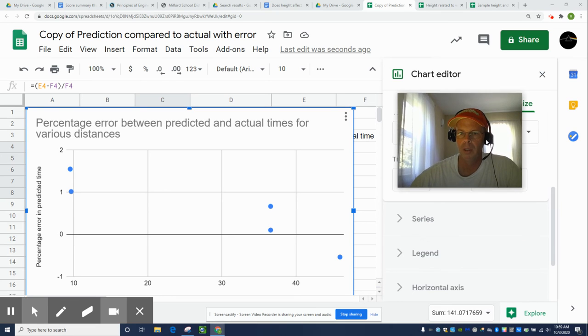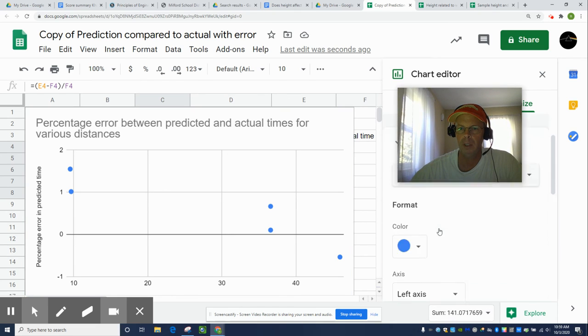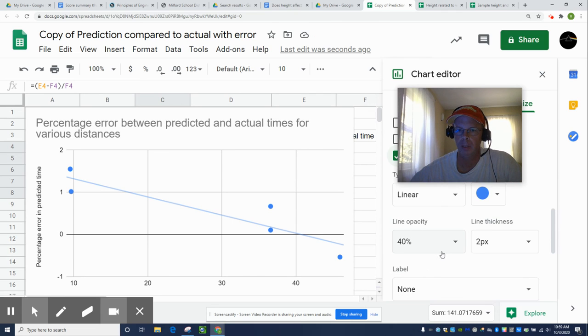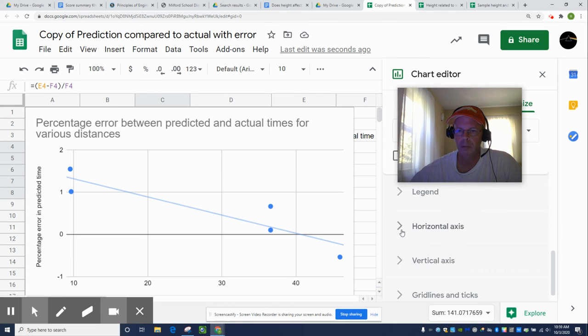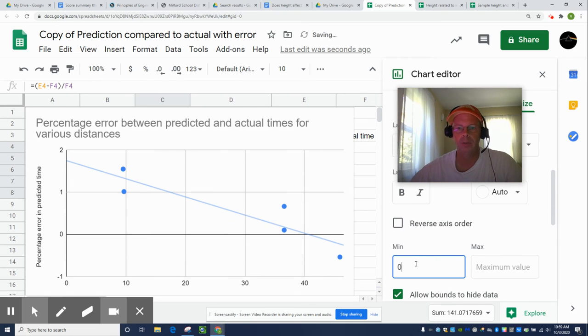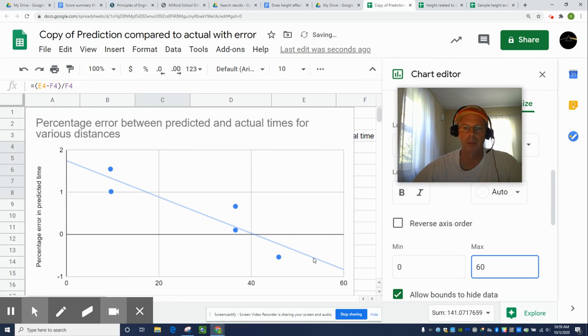That's beautiful. Whoops, let me expand series. And let me put the trend line on here just to wrap it up. So, well, actually, let me fix the horizontal axis. Let's make that 0. There you go. And let's make the maximum 60, just to give a little bit of space on the right-hand side.